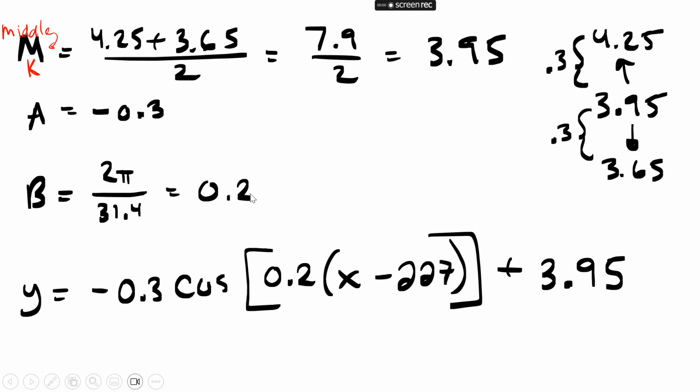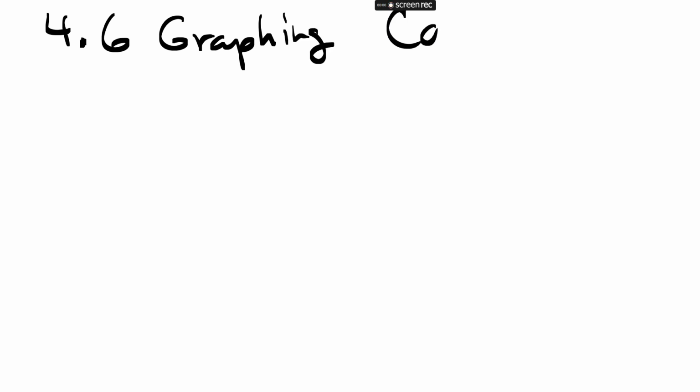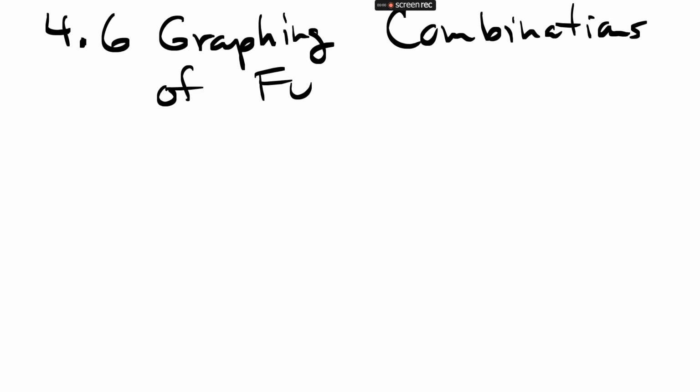Hopefully it started off easy, became a little more difficult, and then became interesting. All right, let's jump to the next one. 4.6. So 4.6, it's called graphing combinations of functions. Graphing combinations of functions.